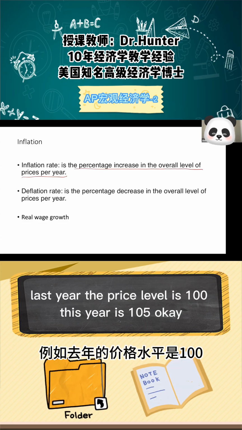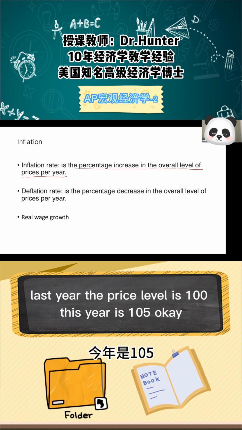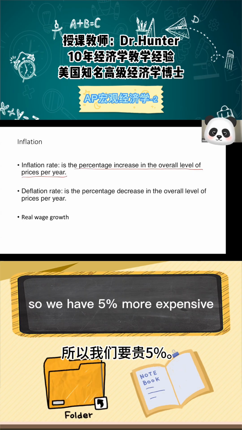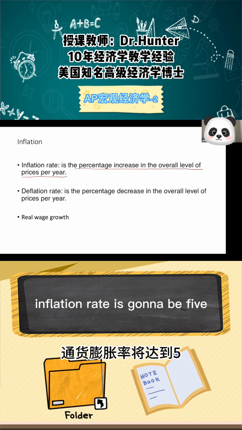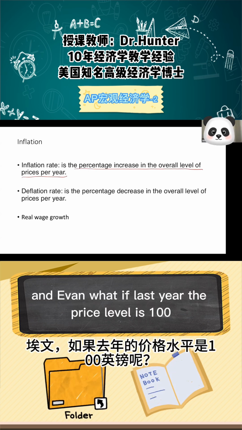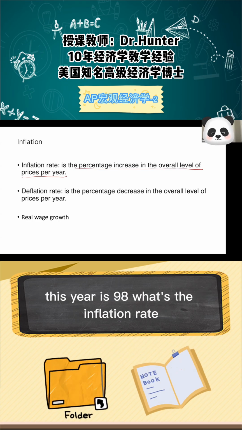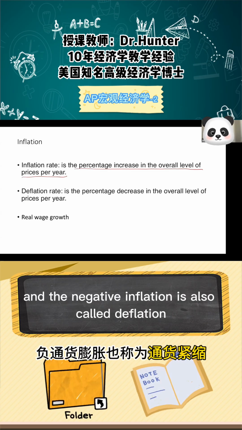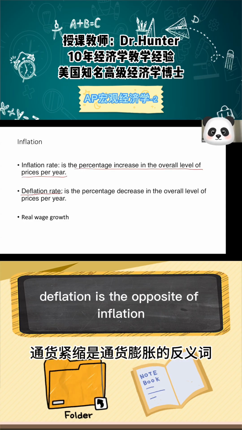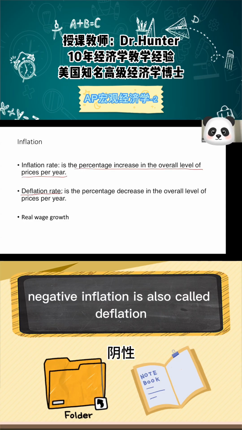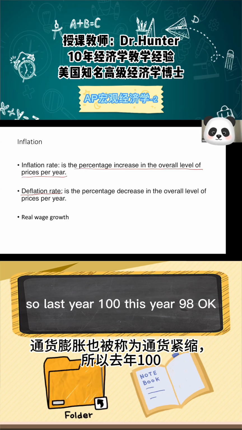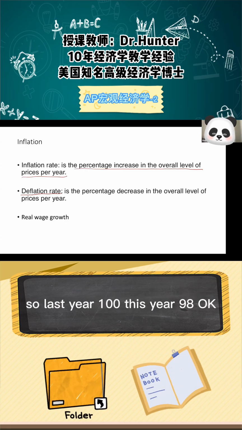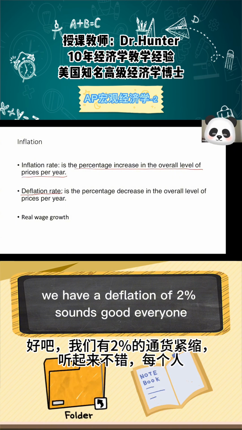Inflation rate is the percentage increase in the overall price level per year. For example, last year, the price level is 100. This year is 105. Okay, so we have 5% more expensive. Inflation rate is going to be 5. And Evan, what if last year the price level is 100, this year is 98. What is the inflation rate? Negative 2%. Yeah. And negative inflation is also called deflation. Deflation is the opposite of inflation. So last year 100, this year 98. Okay, we have a deflation of 2%. Sounds good, everyone?